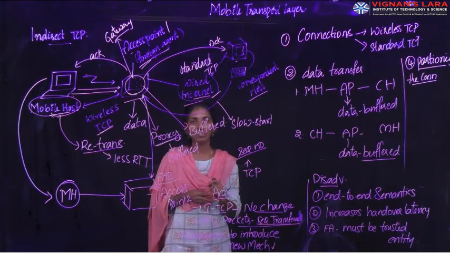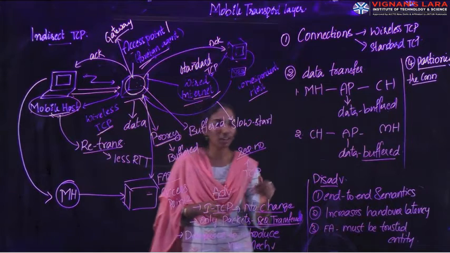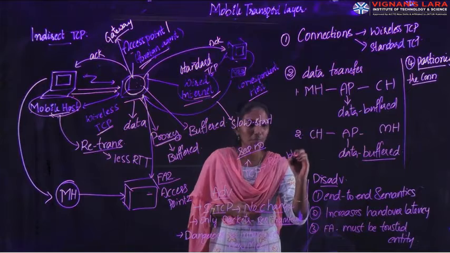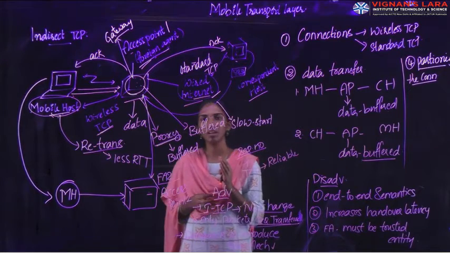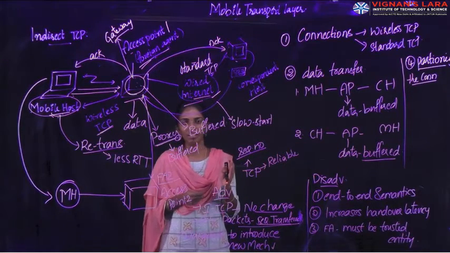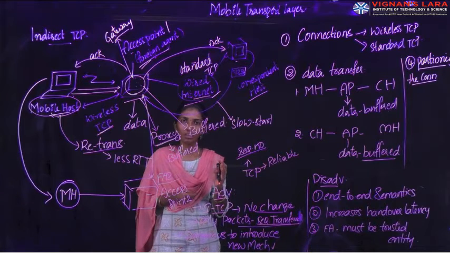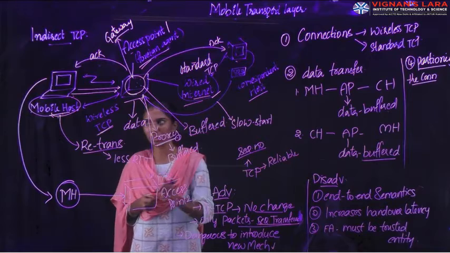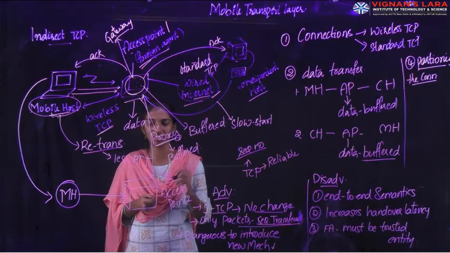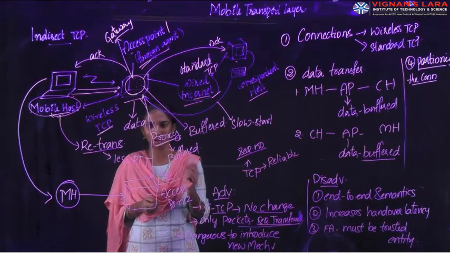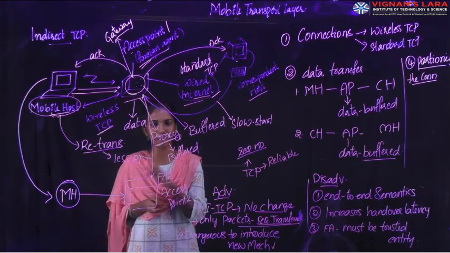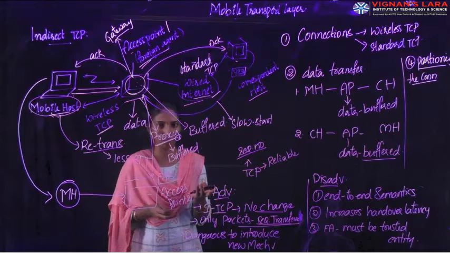The main concept in TCP is reliable data transfer. Reliable indicates that the data needs to reach the destination in a perfect way, and it needs to maintain end-to-end semantics. But see here, is there any end-to-end semantics? That means only a single line of connection? No. Here we are dividing the connection into two parts: one as a wireless TCP and the second one as a wired TCP.